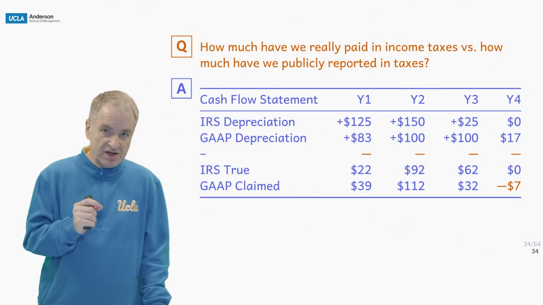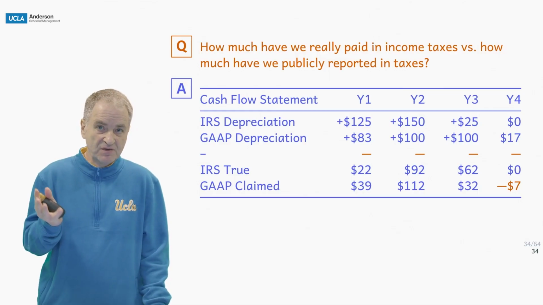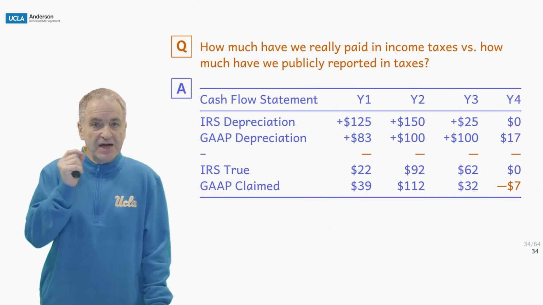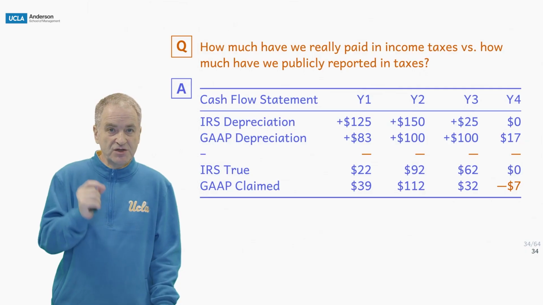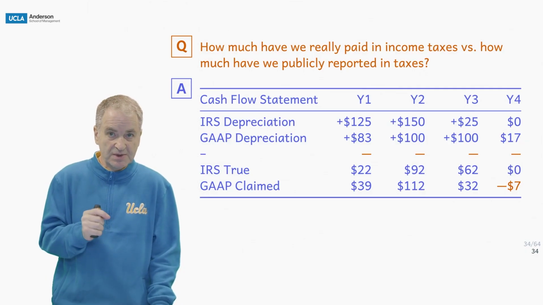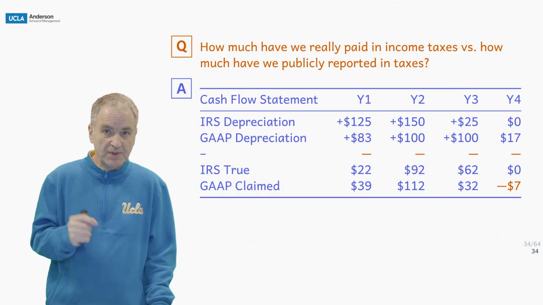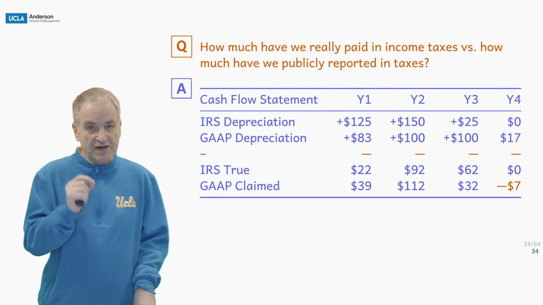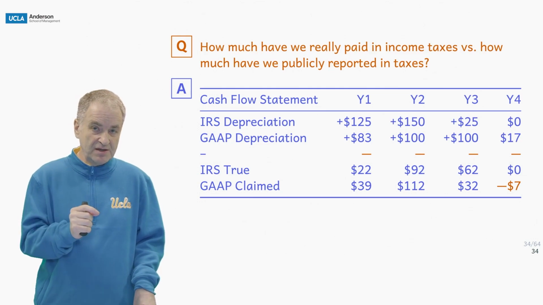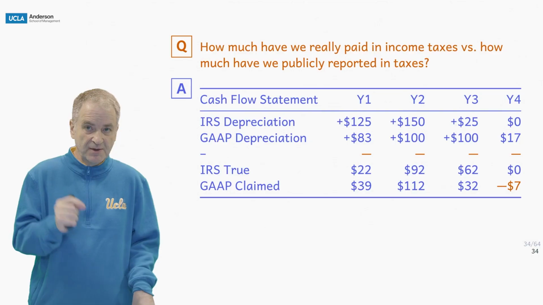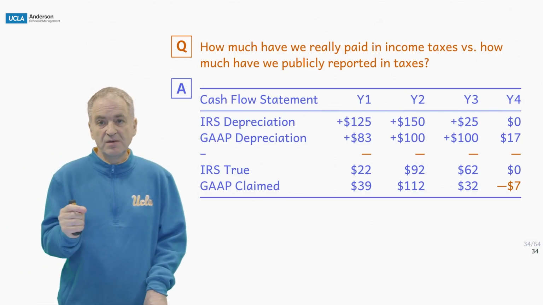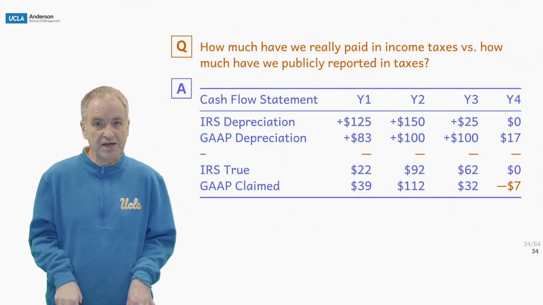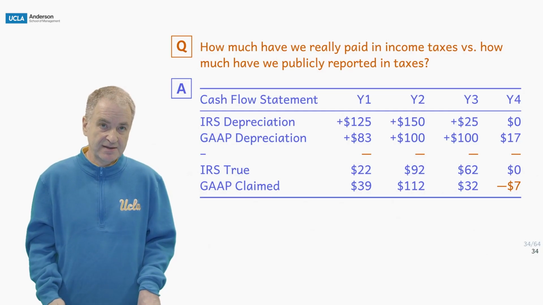Well, the IRS depreciation was 125, 150, 25, nothing. The GAAP depreciation was 83, 100, 117. The IRS true amount that we actually had to pay was $22 in year 1, then $92 in year 2, $62 in year 3, and nothing in year 4. GAAP, however, claimed that we had paid $39, then $112, then $32, and then that we got $7 back. So GAAP claimed that we paid more in the beginning and less towards the end.